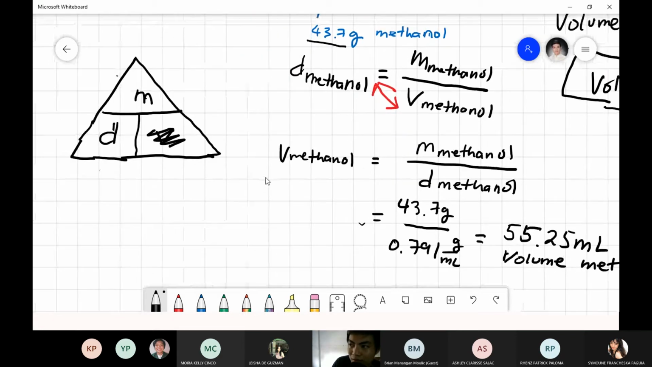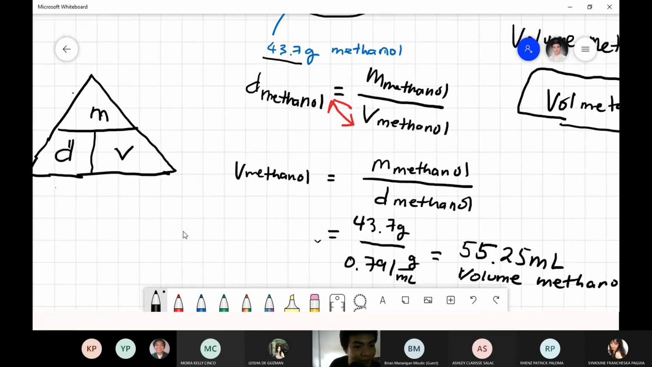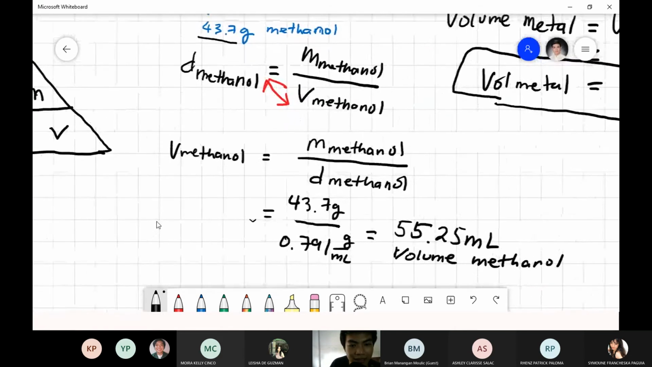So again, kung bago lang to sa inyo, sana matutunan natin gamitin to. Marami pang ganyan sa chem na ituturo. Pag hinahanap yung volume, mass divided by density. Pag hinahanap yung density, mass divided by volume. Pag hinahanap yung mass, volume times density. Okay? Okay na ba tayo doon, Leisha? Nakita mo na paano na-solve? Okay po, sir. Thank you po.